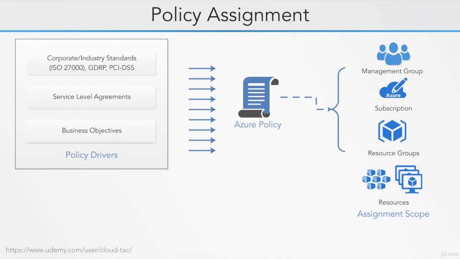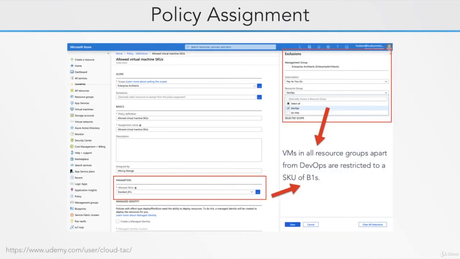A policy assignment is a policy definition that has been assigned to take effect within a specific scope. This scope could be a management group, subscription, or a resource group. A policy applied to a resource group is inherited by all the resources in that resource group. You can exclude a subscope from the policy assignment.